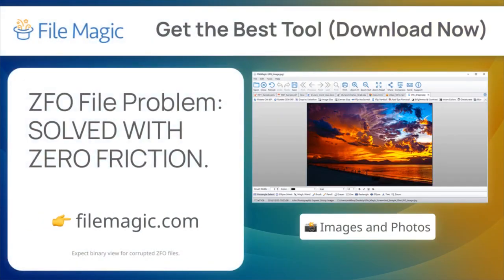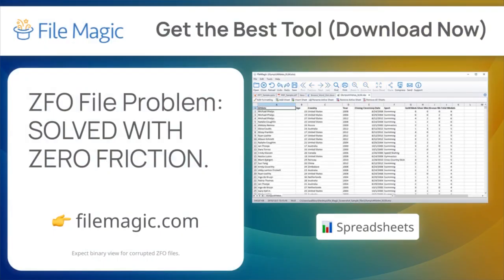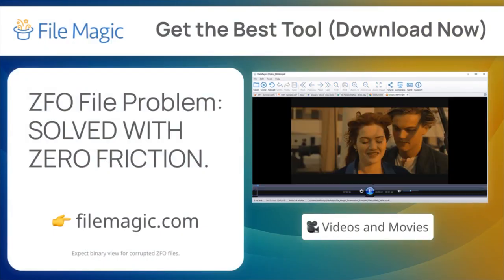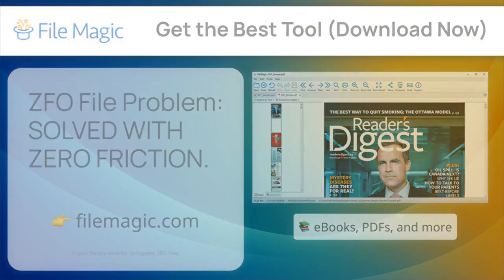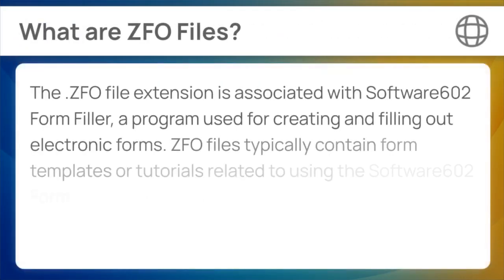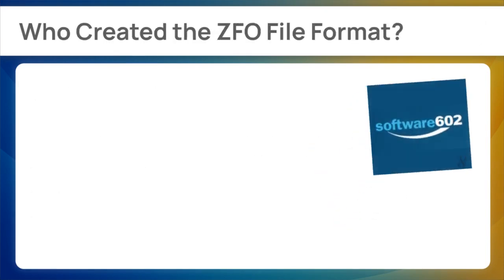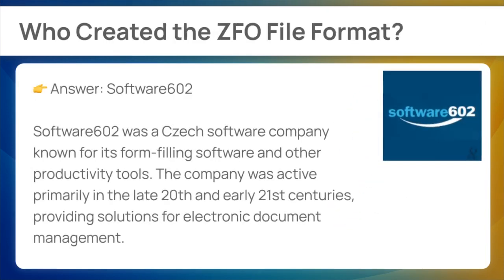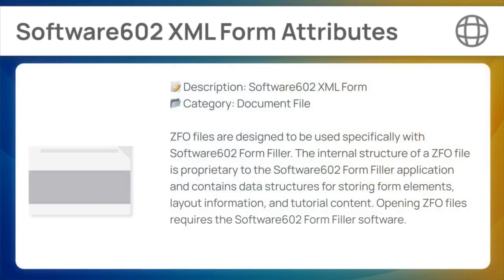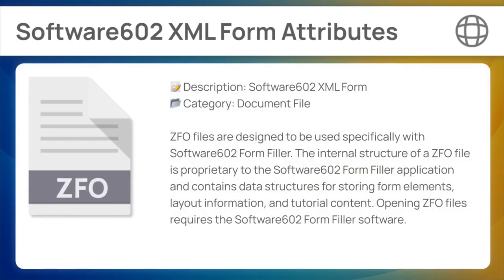We will prove that a single quality ZFO file inspection program is sometimes all you need for complete mastery over various file types. The ZFO file extension is associated with Software602 Form Filler, a program used for creating and filling out electronic forms. ZFO files typically contain form templates or tutorials related to using the Software602 Form Filler application. These files may include instructions, examples, and pre-designed form layouts. ZFO files are designed to be used specifically with Software602 Form Filler.